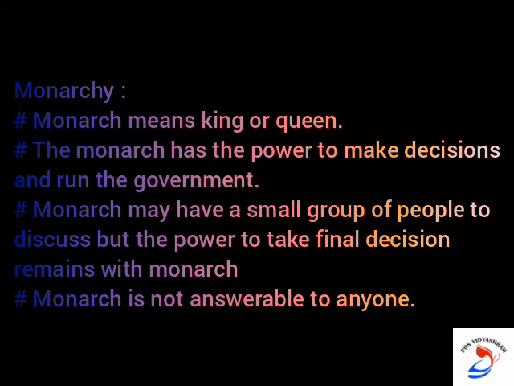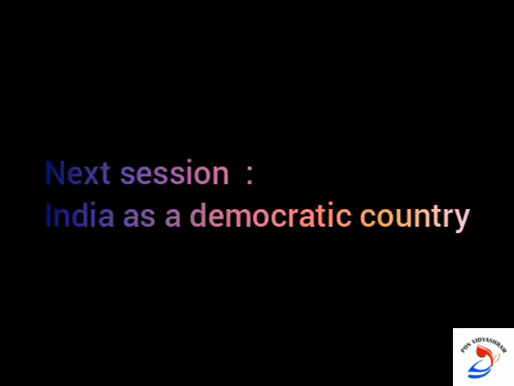So, in a democratic country, the people can ask any question, and the leaders who have been elected by them have to explain their actions and defend themselves. But in a government of monarchy, there is no need for kings and queens to explain their actions and to defend their decisions to the people. In our next session, we will study about India. India is a democratic country and how the democratic government works.